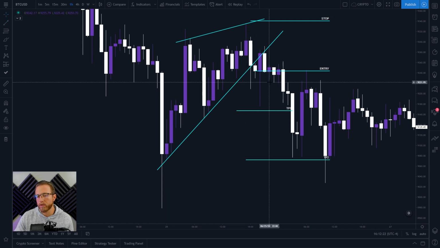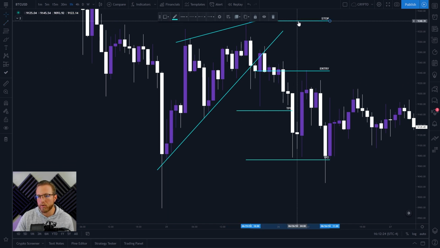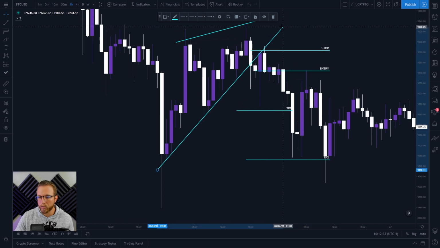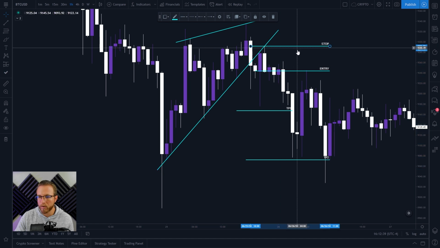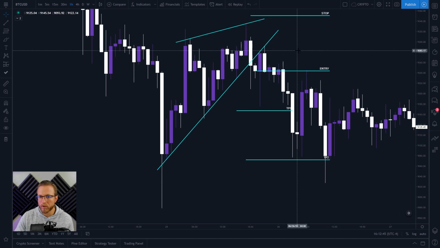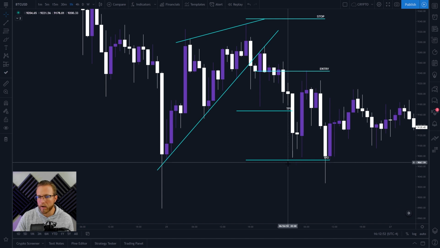So as you can see, once it broke down from here, if you would have kept your stop up here, or even, if your trend line was adjusted a little higher to get all these wicks in or whatever, you would have gotten stopped out right here. With your stop loss way up here, you wouldn't have gotten stopped out on that. And it actually would have been a pretty successful trade.